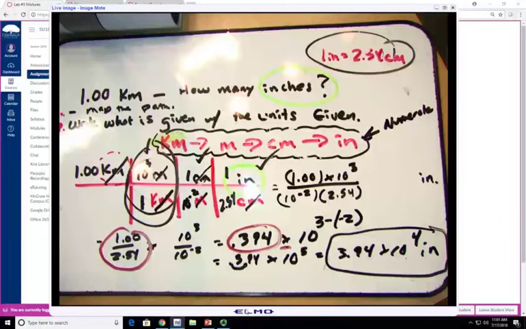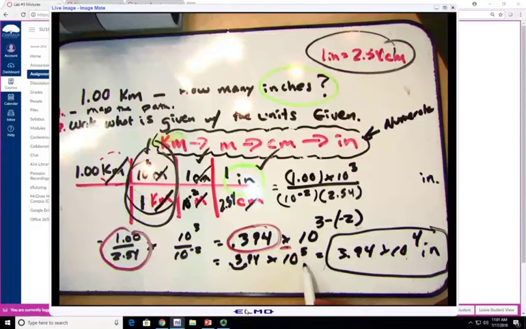So is 3.94 bigger or less than 0.394? Bigger, right? So I took it from 0.394 and I made it 3.94, right? So I increased it by a factor of 10, which means I have to decrease the exponent by a factor of 10 so that the value stays the same. So from 10 to the 5th, I went to 10 to the 4th, right? Because 0.394 times 10 to the 5th equals 3.94 times 10 to the 4th. They're the same value. Does that make sense to you?